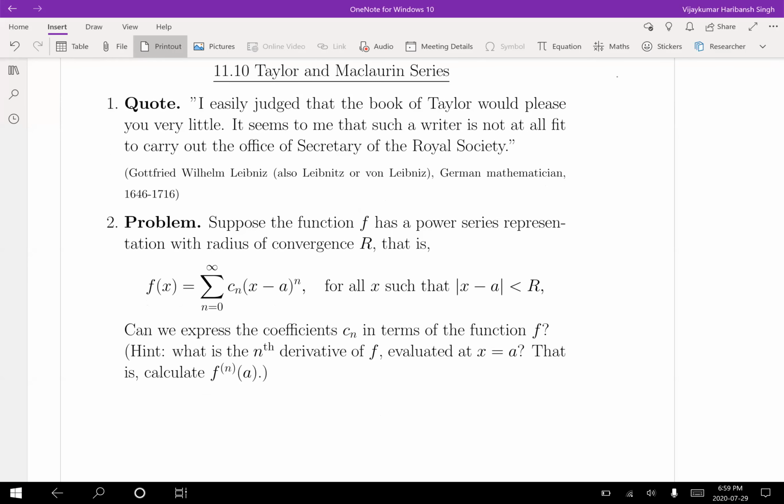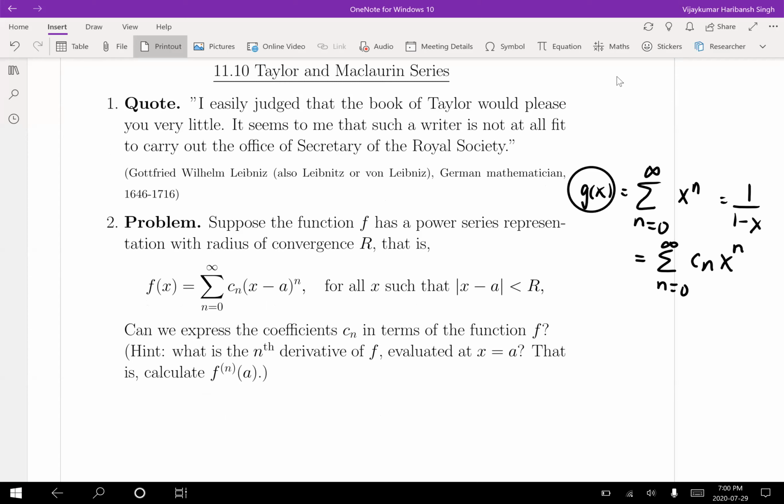So for now, we have discussed functions of the form g of x equals the summation n equals 0 to infinity of x to the power n, and this was your 1 upon 1 minus x. So what we did was the following. We wrote our function g of x as the summation n equals 0 to infinity of cn x to the power n, where all the cn's are 1.